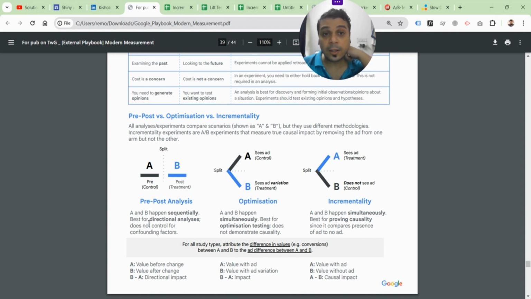Then we come to what is the true and official incrementality approach, where you actually have the split between the control and the treatment group.